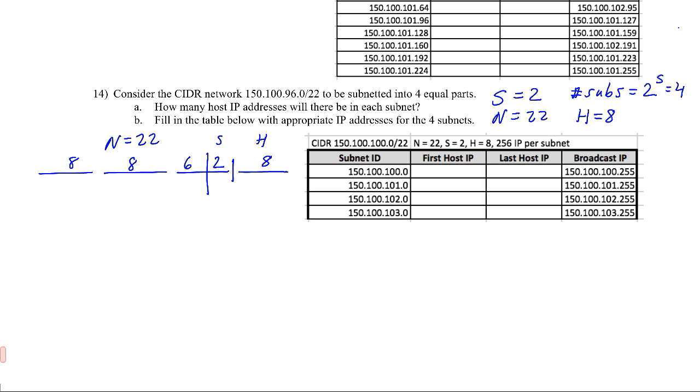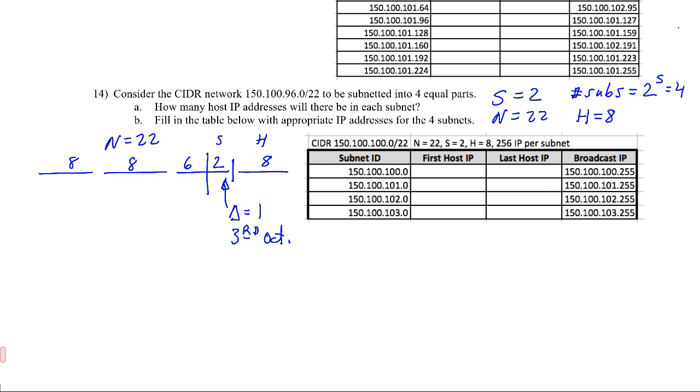Okay, and so the delta value here is the rightmost S bit, and it's in the 1's place in the 3rd octet. And so we're going to increment by 1's in the 3rd octet: 100, 101, 102, 103, and we only get 4 of them, so we go 0 through 3. And the subnet IDs have all 0's in the host bits, so it's all 0's in the last octet. Subtracting 1 from each of these gives us our broadcast ID. 101.0 minus 1 is 100.255. And I didn't write all the rest of them in here.